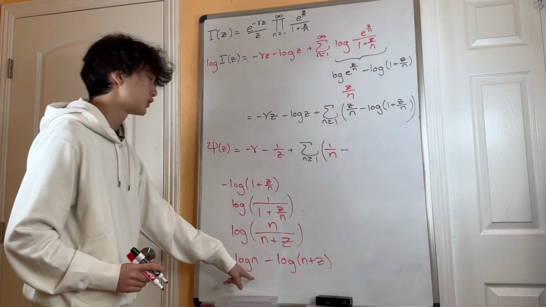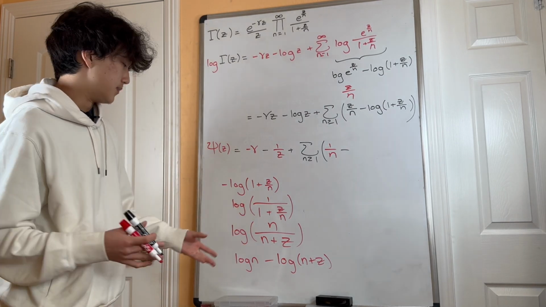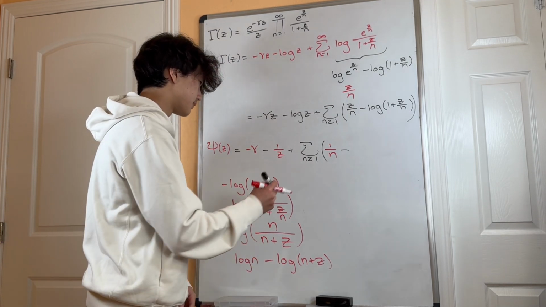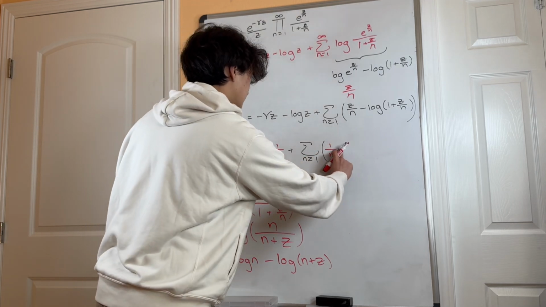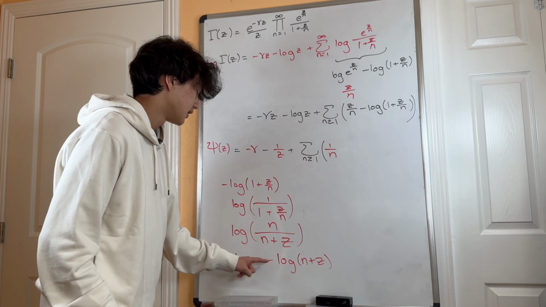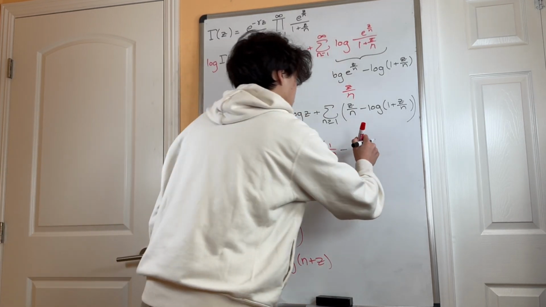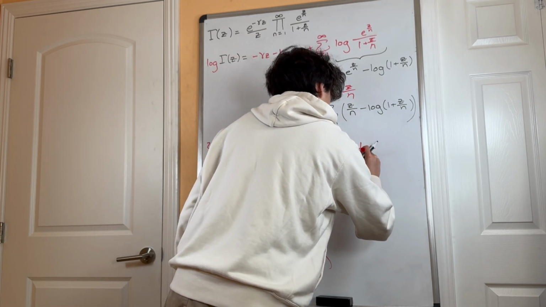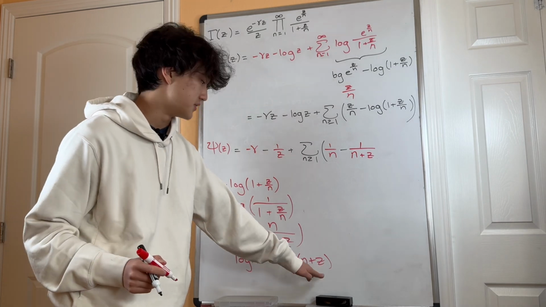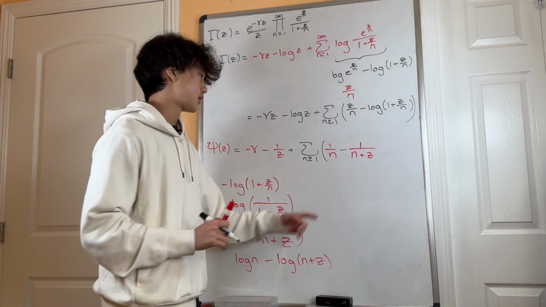When you take its derivative with respect to z, the logarithm of n is just a constant, so it's going to go to 0. What you're left with here is basically just the derivative of the second term. The negative is going to stay. The derivative of logarithm is just 1 over the inside, so 1 over n plus z. And then chain rule, you multiply by the derivative of the inside with respect to z. When you take the derivative of the inside, you just get 1. So that works for us right now.